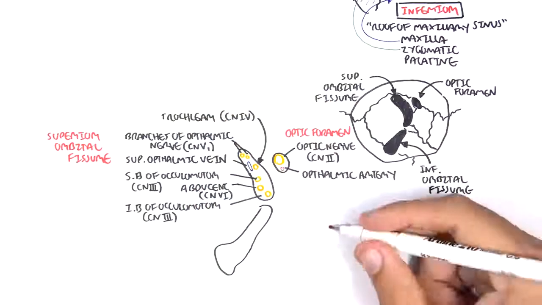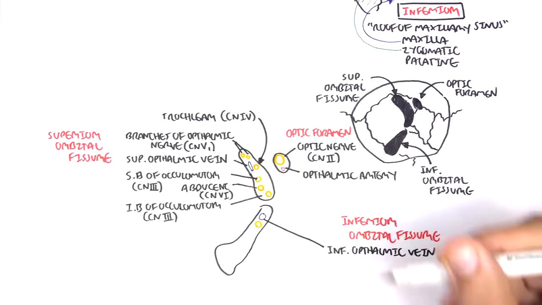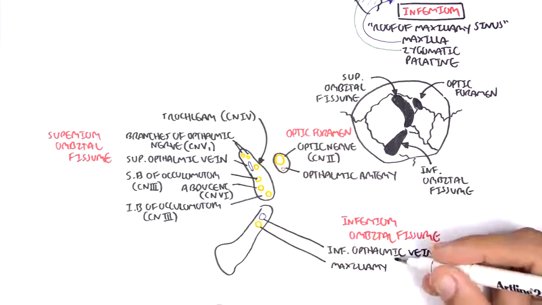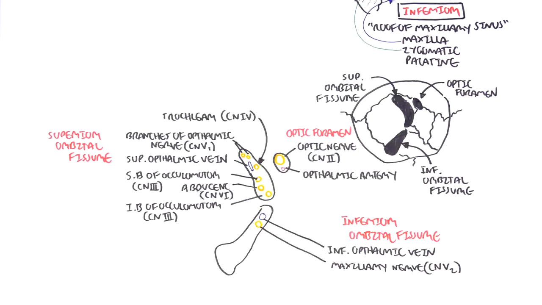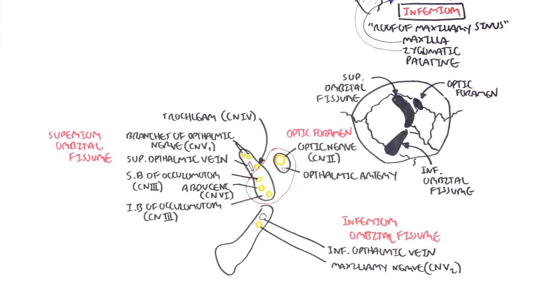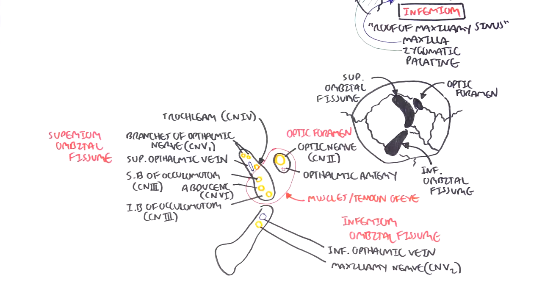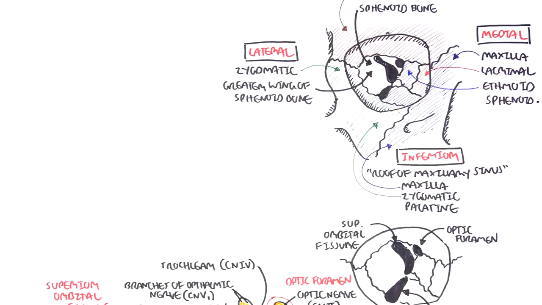The third hole is the inferior orbital fissure, and two important structures pass through here: the inferior ophthalmic vein and the maxillary nerve, which is a branch of the trigeminal nerve. The maxillary nerve is the V2. Again, this here represents where the tendons of the eyeball muscles originate. And again, cranial nerve 3, the oculomotor nerve, cranial nerve 4, the trochlear nerve, and cranial nerve 6, the abducens nerve, supply these muscles. They are motor nerves.